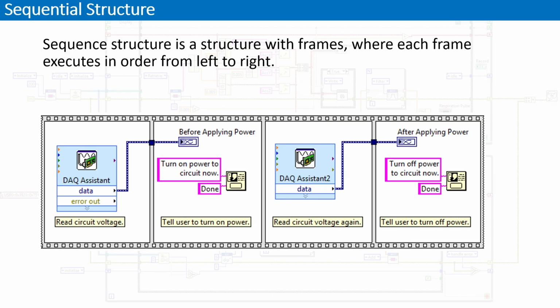In this example, the sequence contains 4 frames. The first measures the circuit voltage, the second prompts the user to turn on the power, the third measures the voltage again, and the final frame instructs the user to turn off the power. However, because this approach bypasses the data flow programming model of LabVIEW, the sequence structure is generally not recommended.